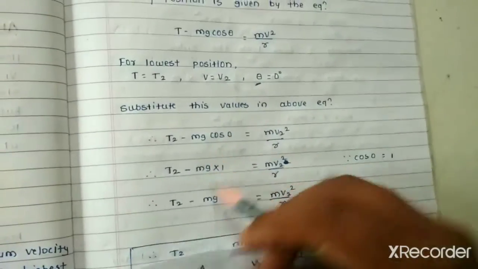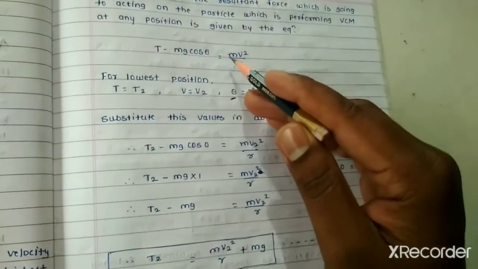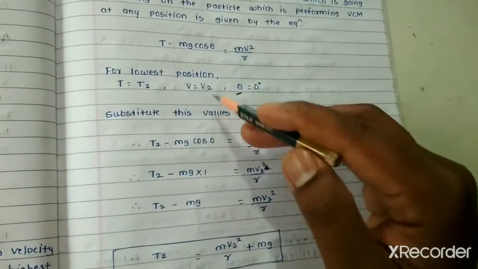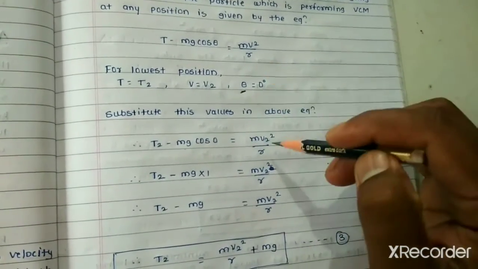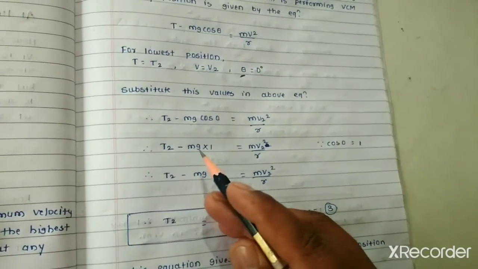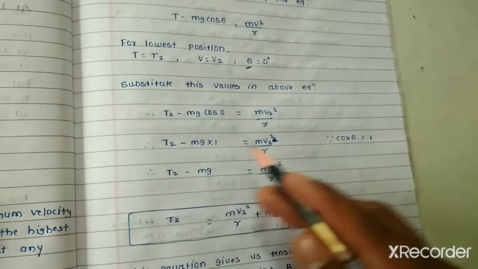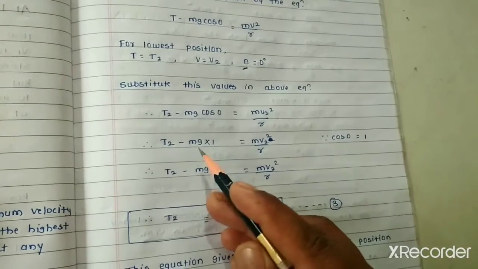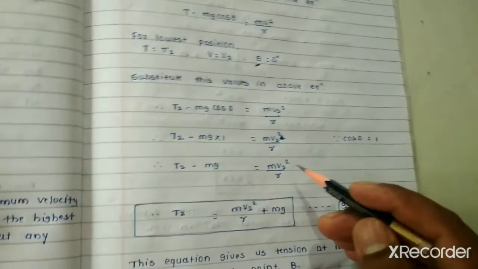So substitute these values in the above equation. T2 minus mg cos 0 is equal to mv2 square upon r. Therefore T2 minus mg into cos 0, which is 1, so T2 minus mg into 1, that is minus mg, is equal to mv2 square upon r.